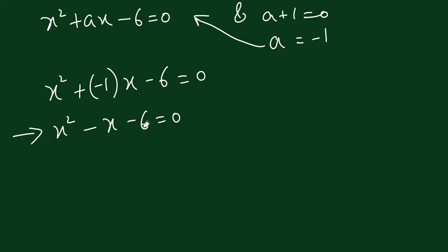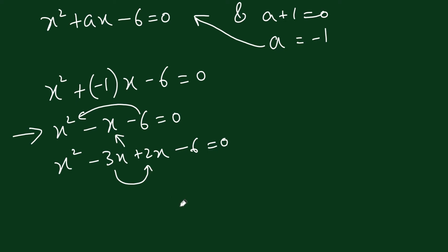You can use any method here: the formula, or splitting the middle term, the grouping method. If I split the middle term minus x, and the multiplication is minus 6, it will be x square minus 3x plus 2x minus 6 is equal to 0. So if you see, minus 3x plus 2x is giving minus 1x, and minus 3 into plus 2 is minus 6. That's what we wanted.